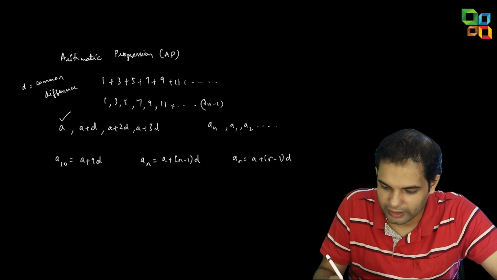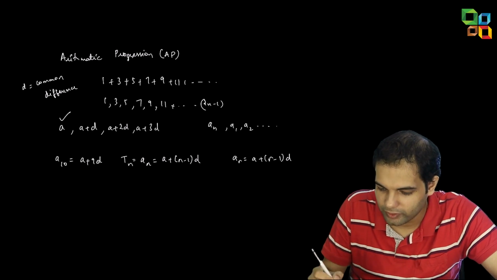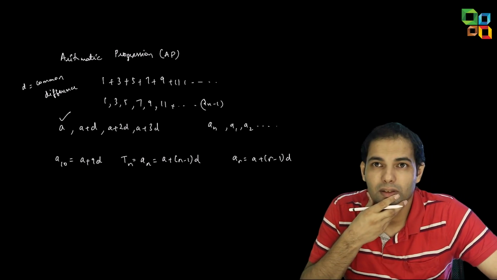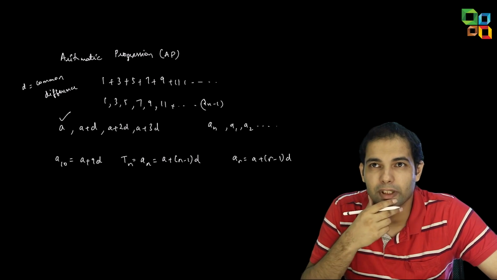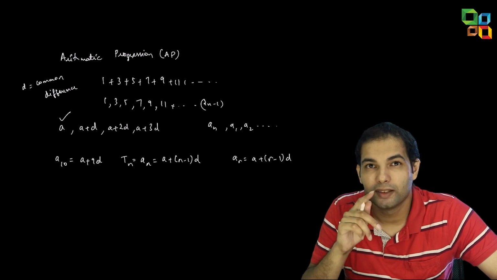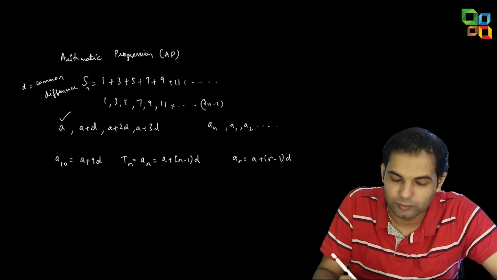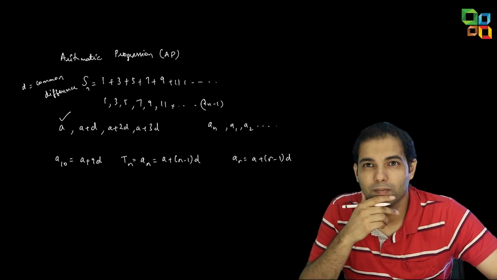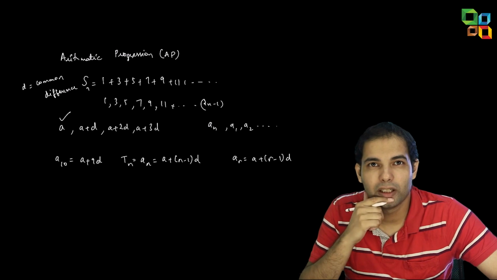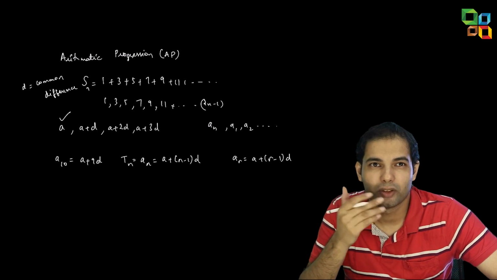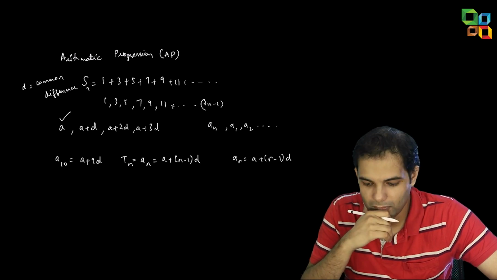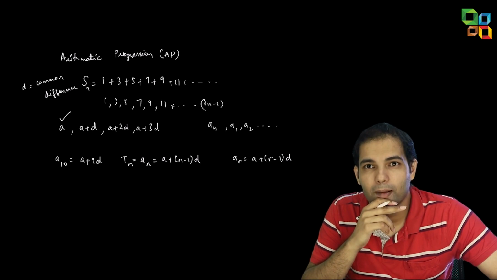They use AN or TN. These are the two different notations which are there. So don't get confused. Both are the same thing. For the sum, we use the notation Sn. Sum of first n terms is Sn. For a particular number, like we use AN or T. Is it fine till now?